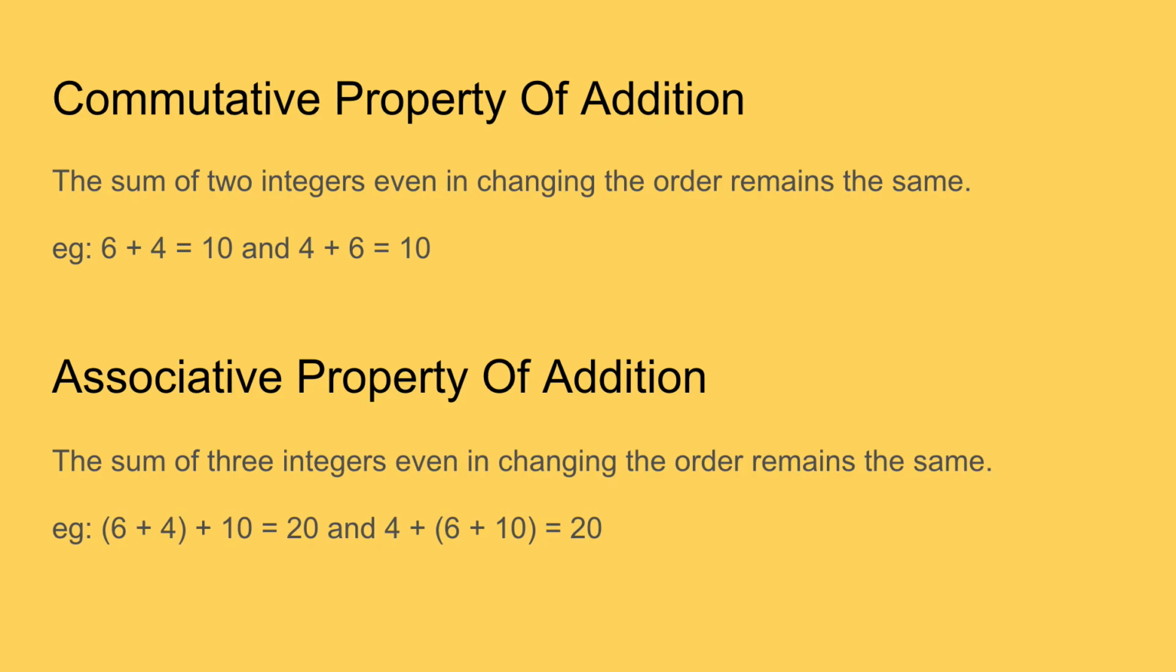The associative property of addition means the sum of three integers, even on changing the order, remains the same. So here 6 plus 4 plus 10 equals 20. And even if we change the order and keep 4 plus 6 plus 10 equals 20, we get the same answer, which is 20. As I said, even in the associative property, it doesn't apply for subtraction.